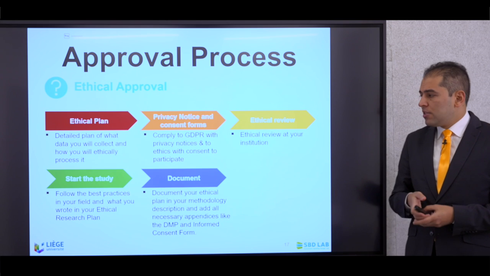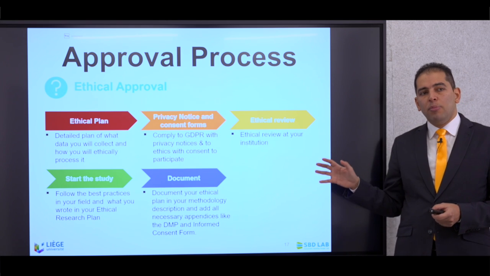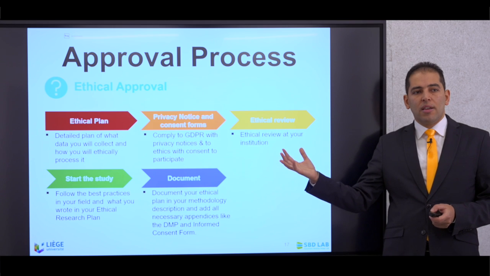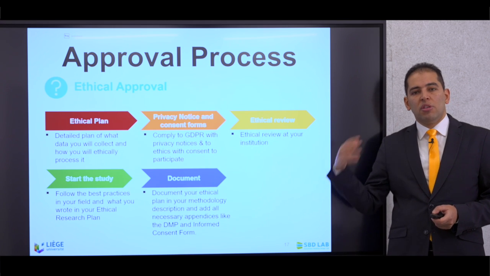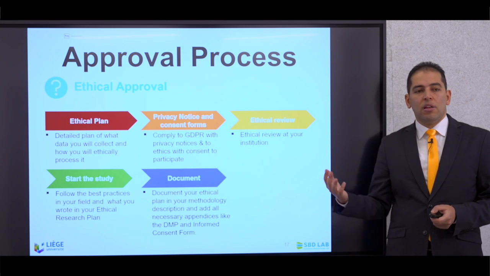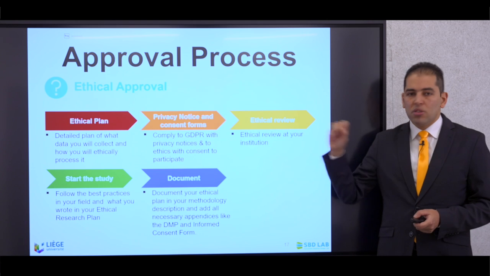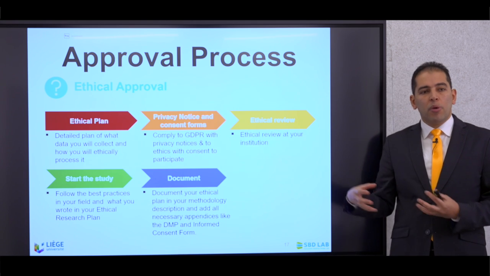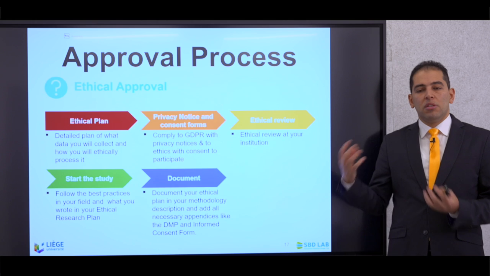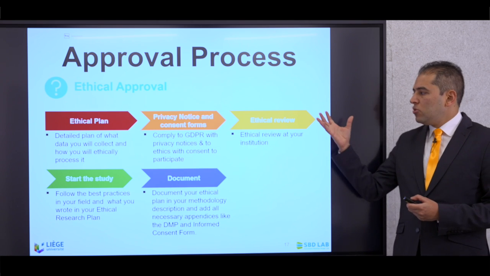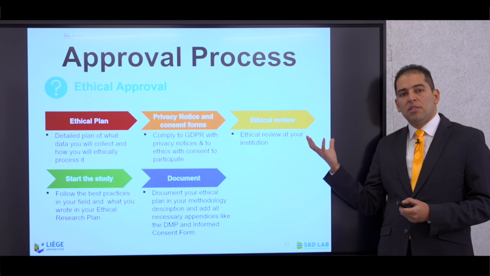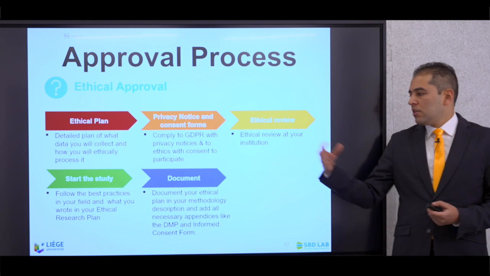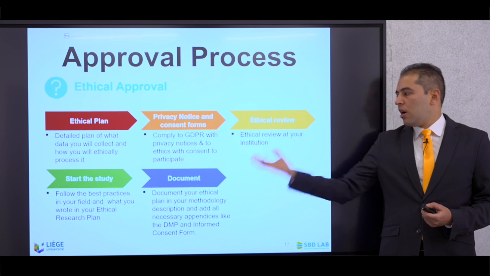And as you can see here, this is a visualization of the ethical approval process for any committee. You must come up first with a plan with detailed information about the data collected and how you will ethically process it. Then you have a privacy notice and consent forms involved, and how you will comply with the regulation, GDPR, the participants, and so on. Then you submit your documents for the ethical review at your institution. And finally, you can have the approval after some modification.